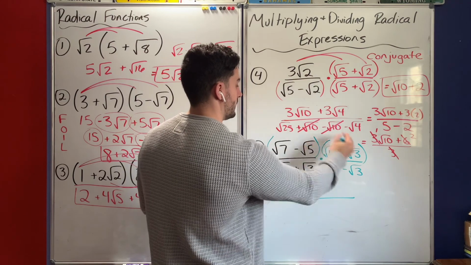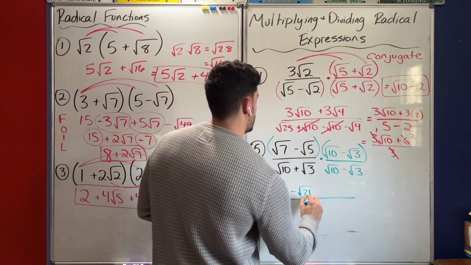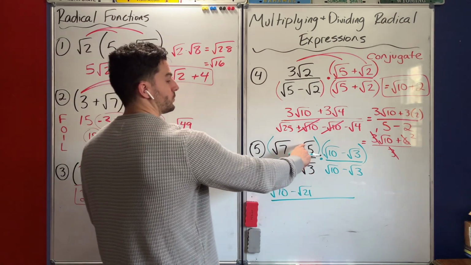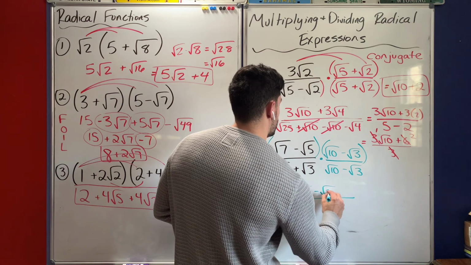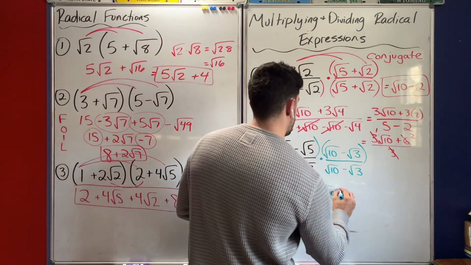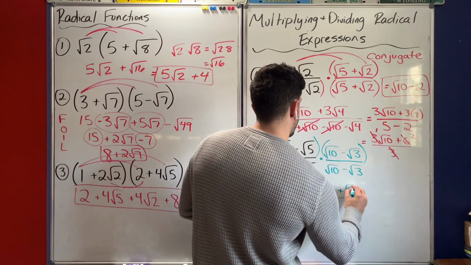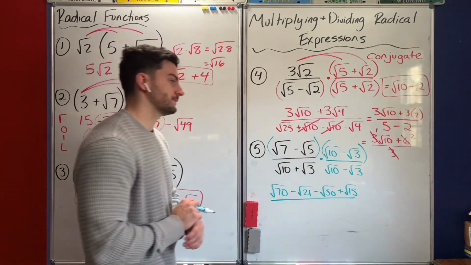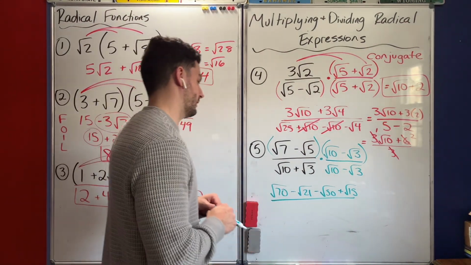Outer, square root of 7 times the square root of 3 is negative square root of 21. Okay, square root of 5 times the square root of 10 gives me minus square root of 50. And then the negative square root of 5 times the negative square root of 3 gives me, right, they're both negative, so I can write plus square root of 15. Okay, so that's multiplying across the top. And we'll see if we can simplify anything there.